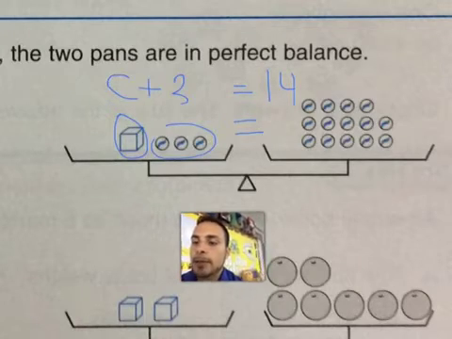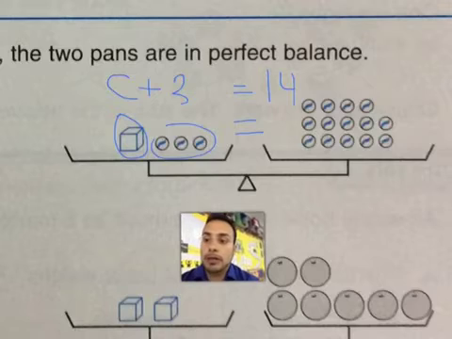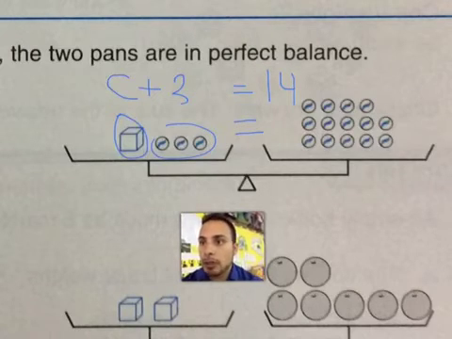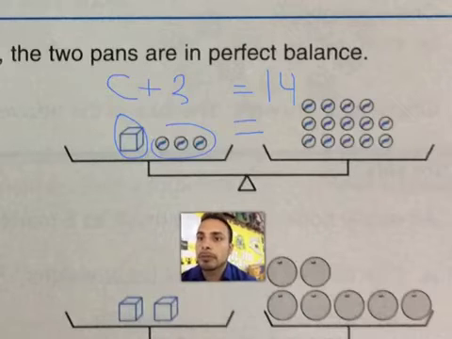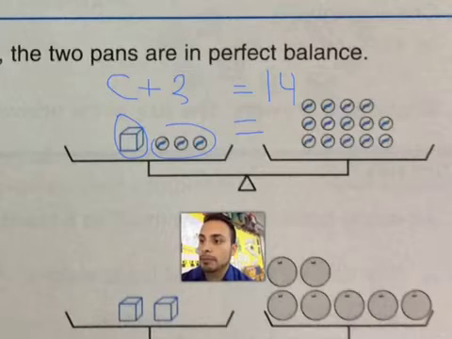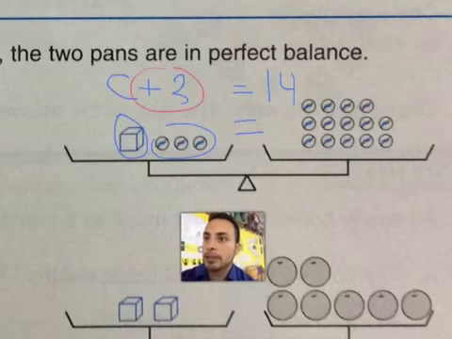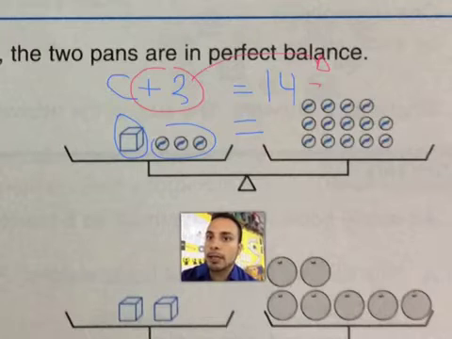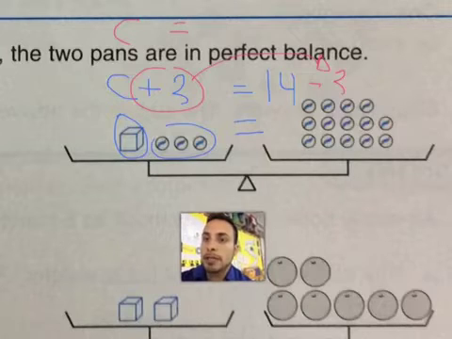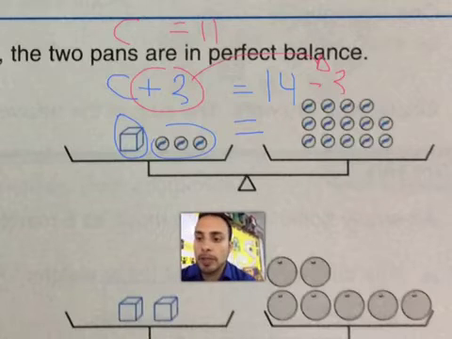Okay, well, how do I solve this? We can do what we've done before and do an inverse operation to isolate the variable, and then we solve. So what we could do is simply bring over this positive 3 to this side and make it negative 3, and then we have cube is equal to 14 minus 3, 11. So a cube is worth 11. That's one way to solve that.